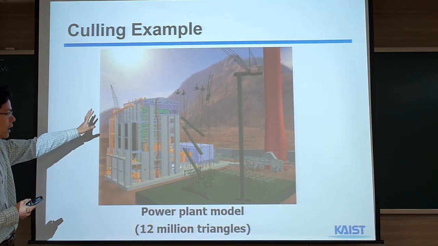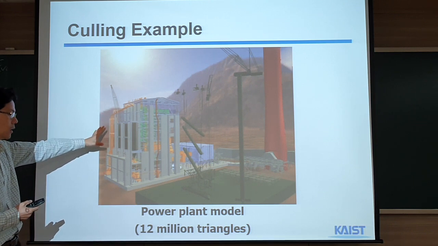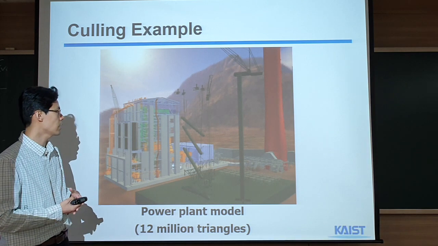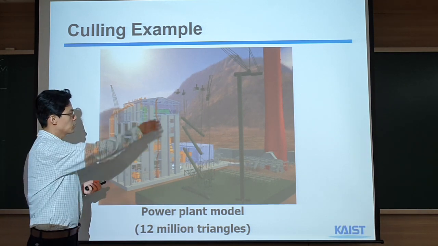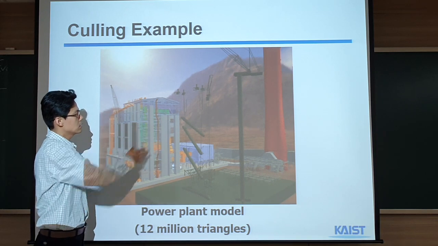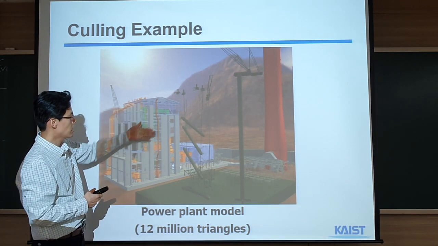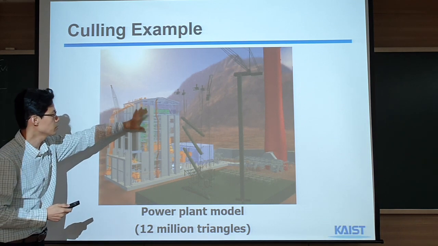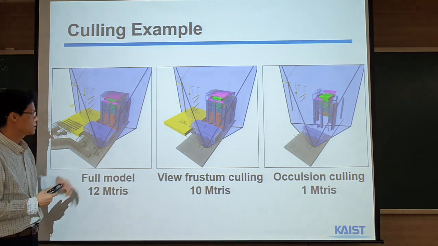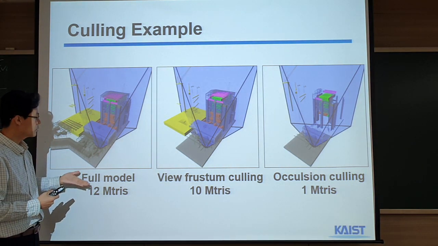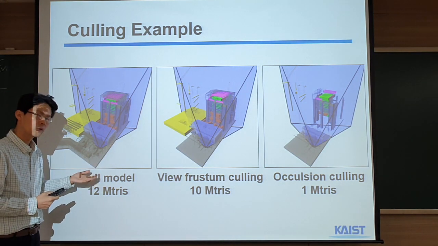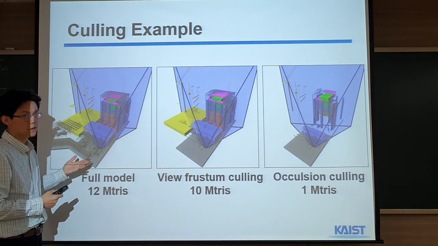Suppose that I had this power plant model, which consists of 12 million triangles. You can see that there are a lot of triangles. Within this building, which is a power plant, there are a lot of pipes within these blue boxes here. So if we rasterize and render the full model, we have to send these 12 million triangles from the CPU side to the GPU, right? Obviously, sending the data and rasterizing all those triangles takes a lot of time.